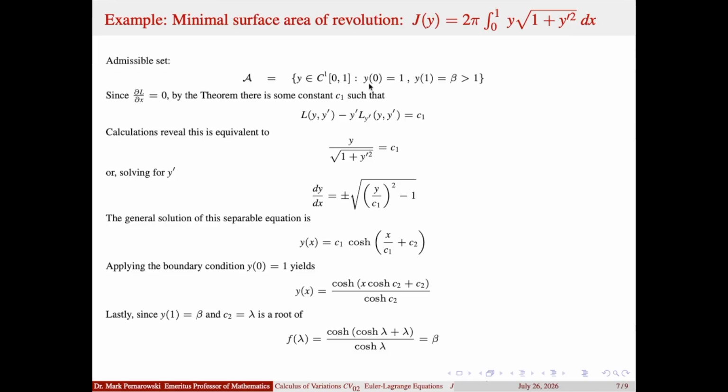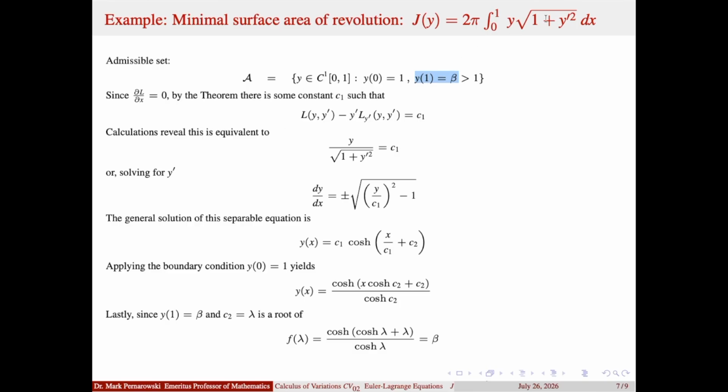And I'm going to say, in this case, I'll define what my admissible set is. So it's C1s, that's actually sufficient, such that at one endpoint, y at x equal to 0 is 1. And then at the other endpoint, y is some number beta bigger than 1. So whatever the shape is, it's got a narrower opening at the x equals 0 location than it does at the x equals 1 location.